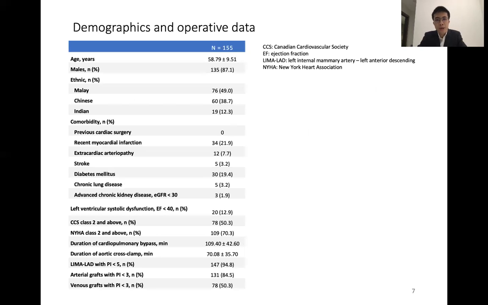The mean age of our patients is 58. Our patients are predominantly males, and a significant proportion had recent MI and diabetes mellitus. More than half of our patients were symptomatic prior to surgery. The majority had LIMA LAD with PI of less than 5 and arterial grafts with PI less than 3. Slightly more than half had PI less than 3 for the venous grafts.